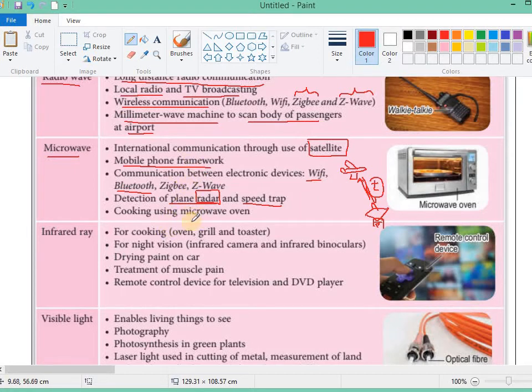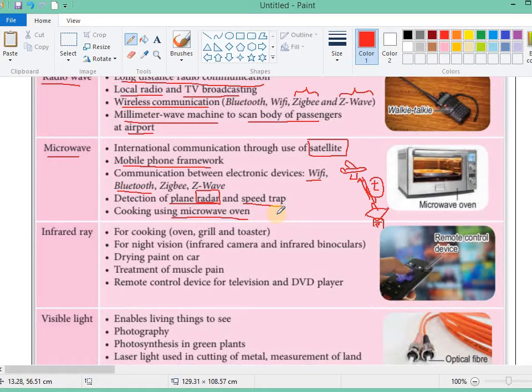Next, cooking using a microwave oven. How is it that we can cook by using a microwave oven? The microwave oven produces microwave, and the microwave goes into the food. For example, if you want to cook a chicken, inside the body of the chicken you have water molecules and also fat or oil molecules.